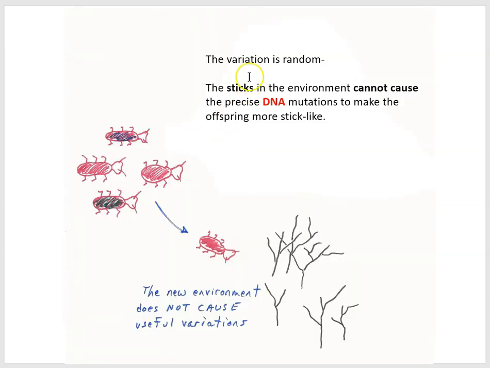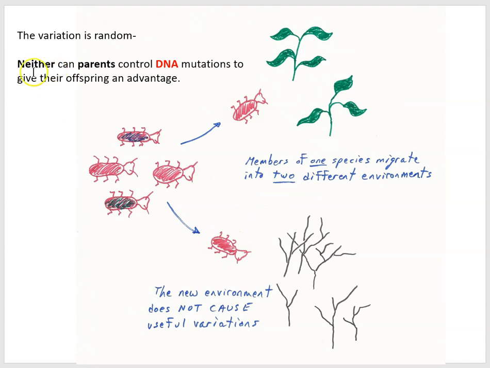Now again, the variation is random, so here's one way to look at it. Again, our population of ancestral insects is moving into the stick-like environment. We want to make sure that we understand that the sticks in the environment cannot cause the precise DNA mutations to make the offspring more stick-like. So the environment is not causing helpful variations. But neither can the parents control DNA mutations to give their offspring an advantage.